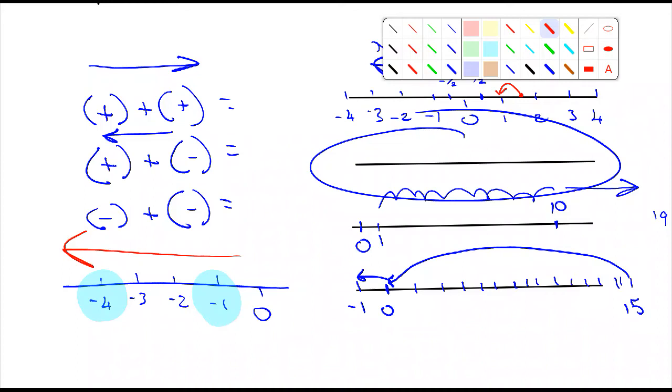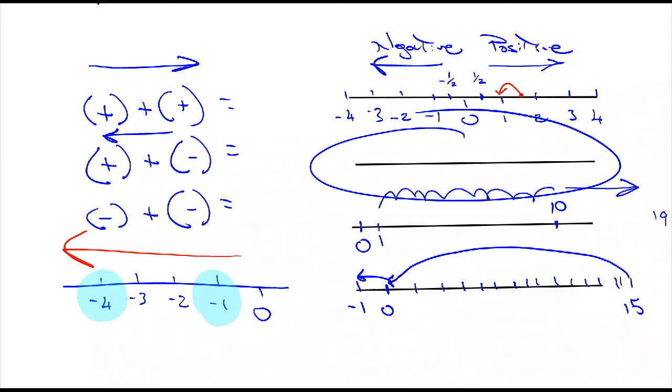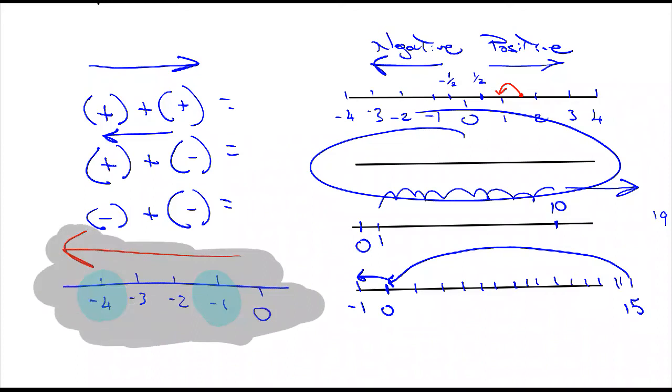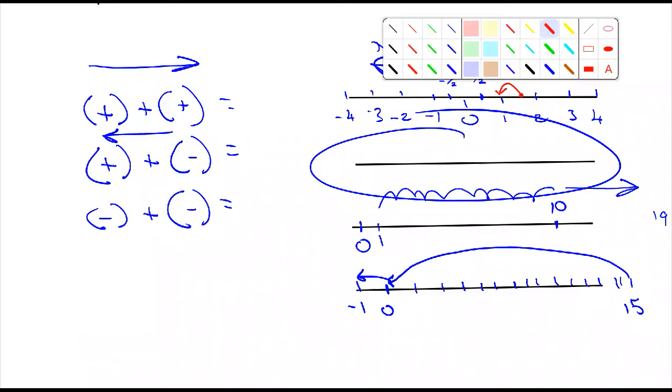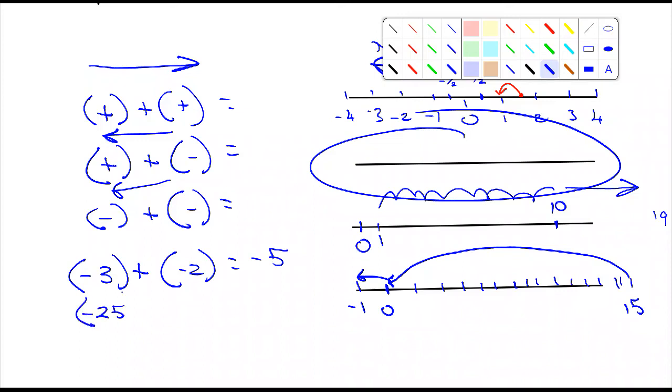Okay? So, whenever you add two negative numbers, you're going to get a smaller negative number, and you will always move to the left. So if I wrote negative 3 plus a negative 2, what's the answer? Negative 5. If I wrote negative 25 plus a negative 2, what's the answer? Negative 27. So here's my number line, you guys.